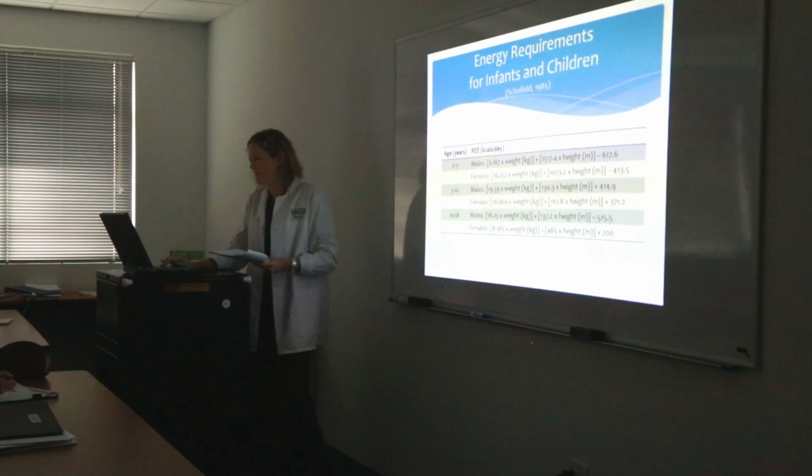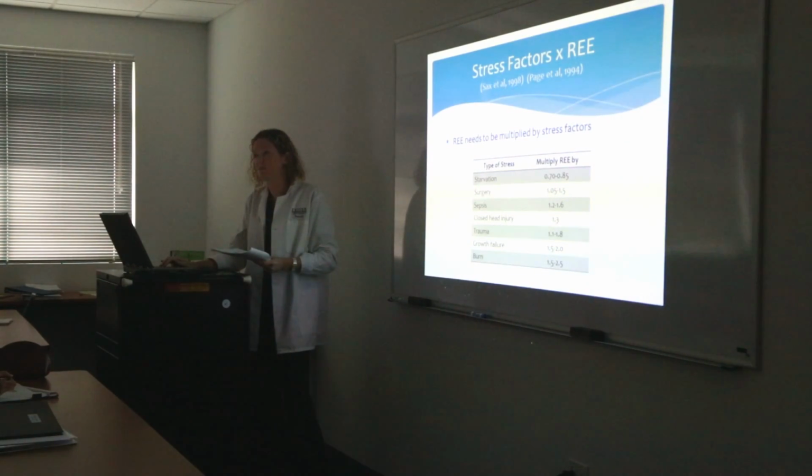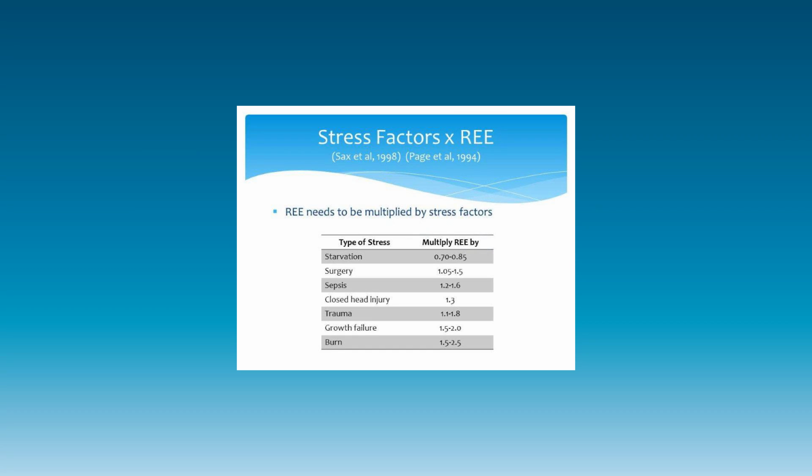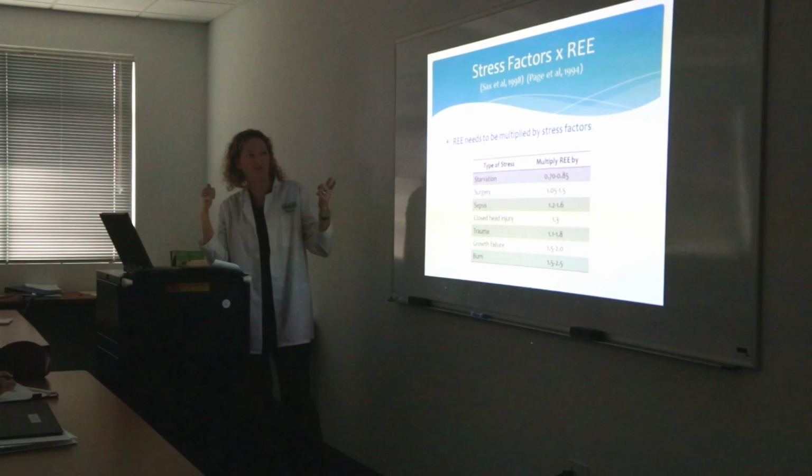Okay, so there's a couple different methods, but keep in mind with the last two methods, the Schofield and the WHO equations, you do have to multiply those by a stress factor because those are resting energy expenditures. So you do need to take into account any type of illness or starvation or anything that's going on, and that has to be multiplied by a stress factor. So with starvation, we know the body's adapted and the metabolic rate's actually lowered. So we actually are going to give them less calories. So you're going to multiply by 0.7 to 0.85.